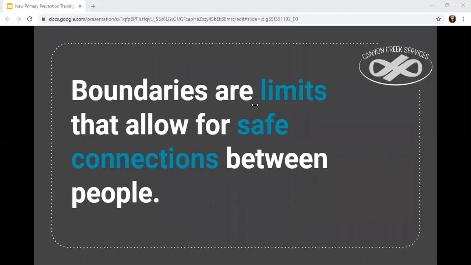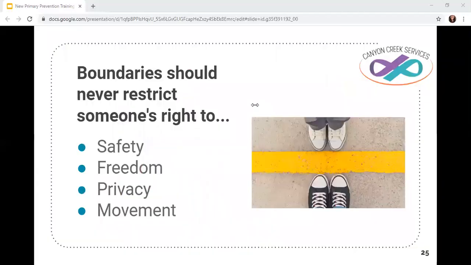Boundaries are limits that allow for safe connections between people. Boundaries are incredibly important in all kinds of relationships. However, it is important to note that boundaries do not exist to restrict people's rights, like their right to safety, freedom, privacy, and movement. Boundaries exist to keep people safe and to allow for safe connections and relationships.